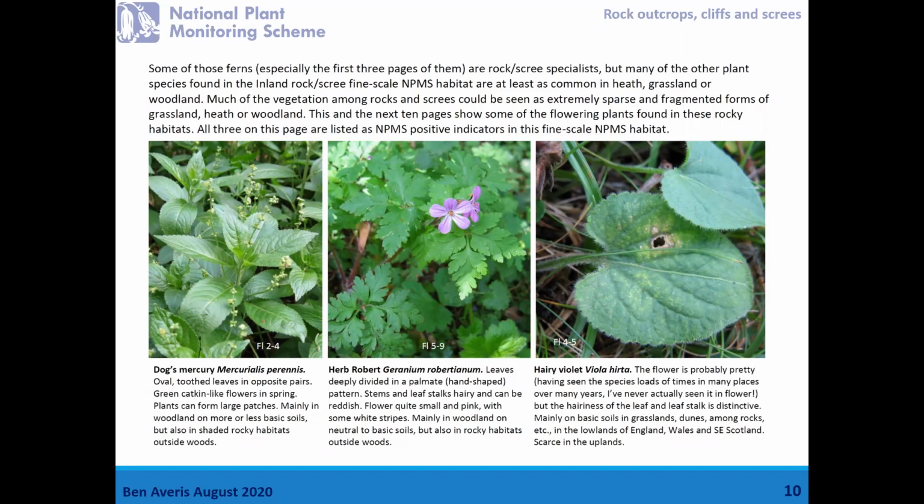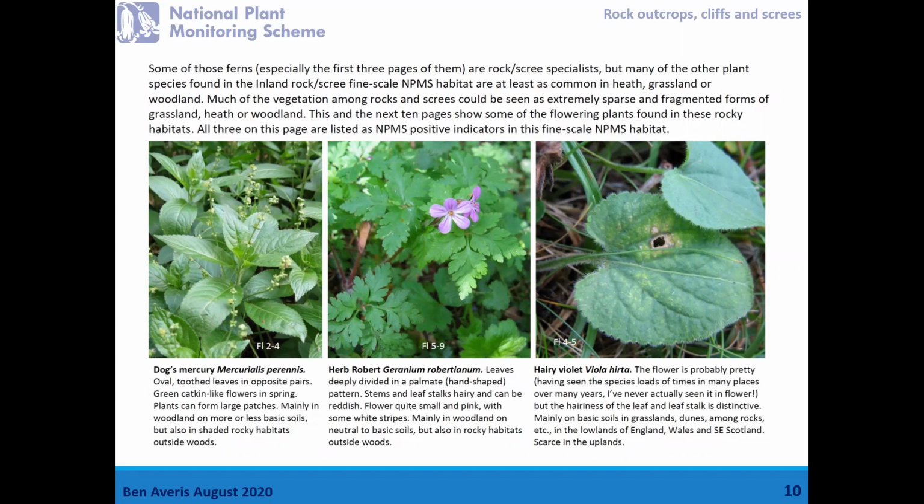Herb Robert is quite a different thing, with very cut up leaves in a palmate fashion, all coming out from one single point in radiating lobes or leaflets. The leaflets are all cut up very deeply. They have quite a nice smell to them as well, and the stems are rather reddish and hairy, and those little pink flowers are quite unmistakable as well. Mainly in woodland on especially basic soils, but neutral-ish soils as well.